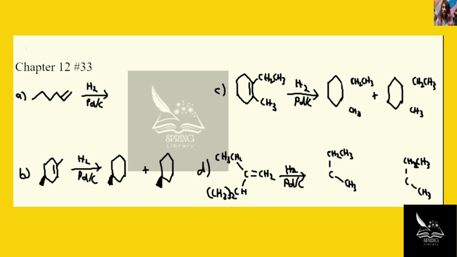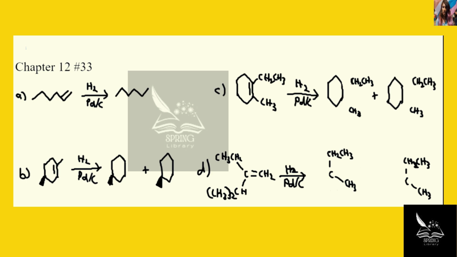This is the answer to Chapter 12, problem number 33 from the Smith Organic Chemistry textbook. In this problem, we're asked to draw the products formed when each of these alkenes is treated with hydrogen gas and palladium on carbon. And we're also asked to be sure to include stereoisomers. So for A, there are no stereoisomers, and the answer is just hexane.